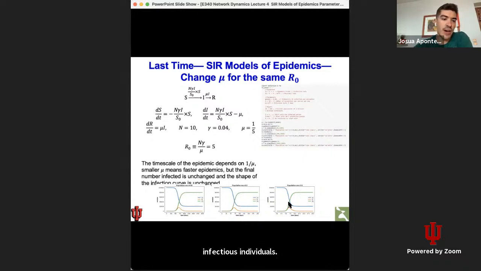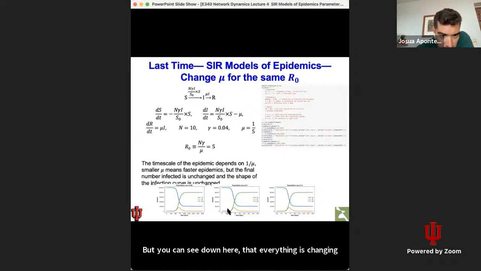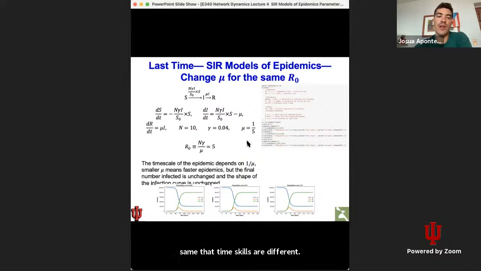But you can see down here that everything that's changing is basically the scale on the x-axis, which means that even though the curves are the same, the time scales are different. So you can get a sense that mu determines what the time scale of the infection is.